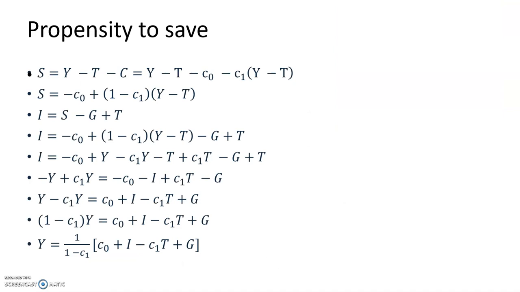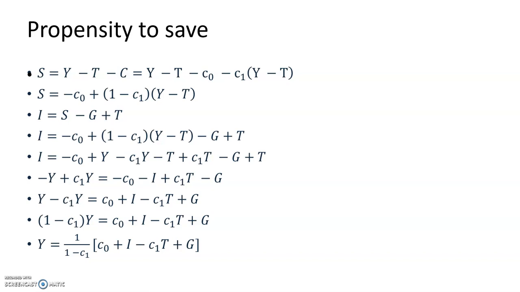Propensity to save. Earlier we said S is equal to Y minus T minus C, which is also equal to Y minus T minus C0 minus C1 times (Y minus T). By rearranging, we get S is equal to minus C0 plus (1 minus C1) times (Y minus T). In the same way that we call C1 the propensity to consume, we can call 1 minus C1 the propensity to save. The propensity to save tells us how much of an additional unit of income people save, and it is also between 0 and 1.